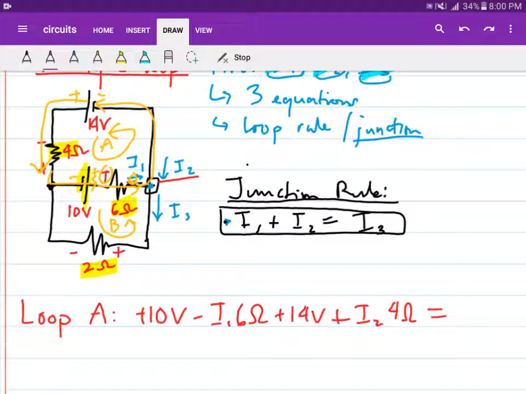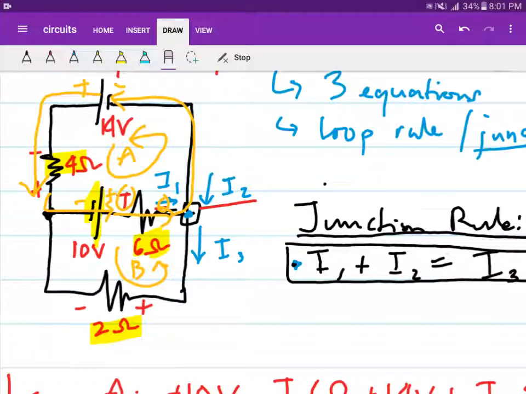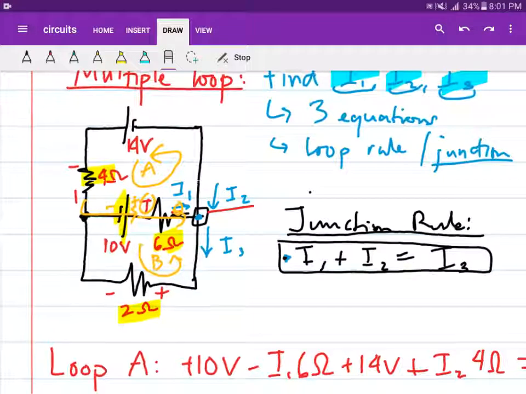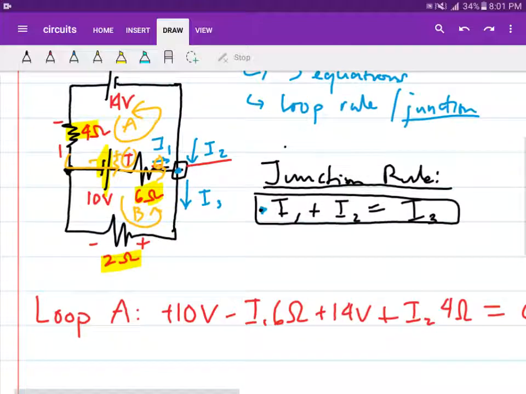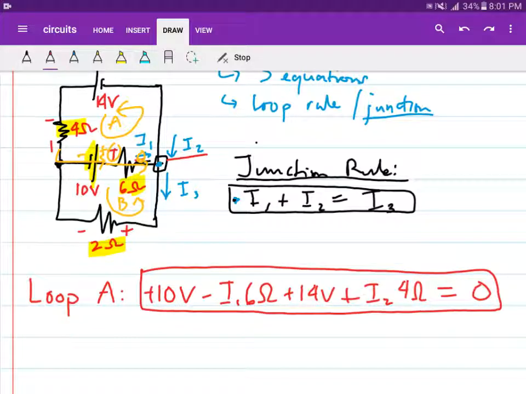Okay, so I don't want to mess this circuit up. So I leave it like that. And so now we have our second equation. And our third equation will come from loop B. So I'll use a different color.